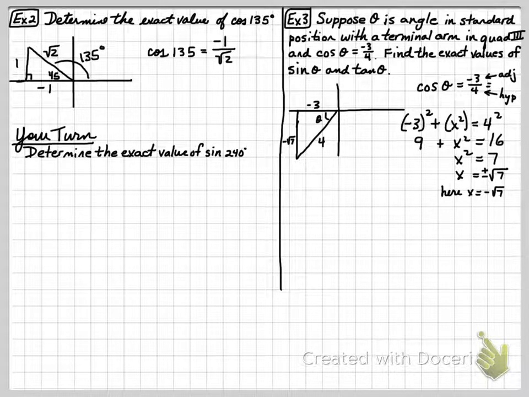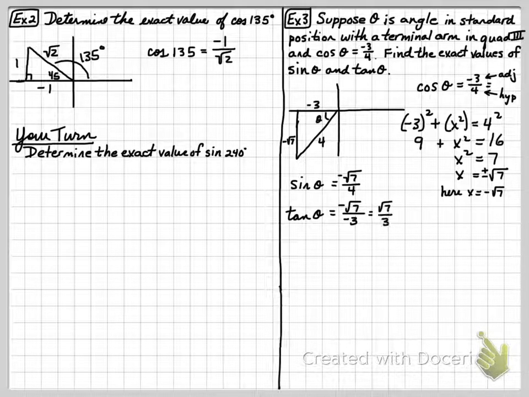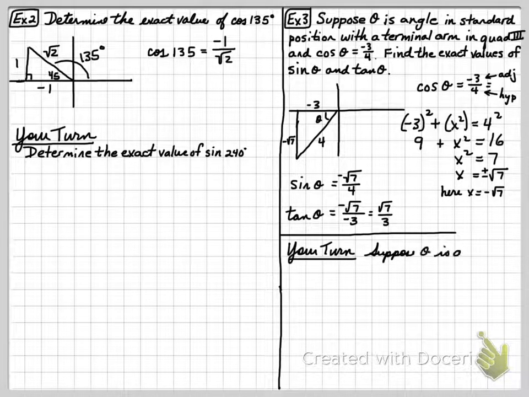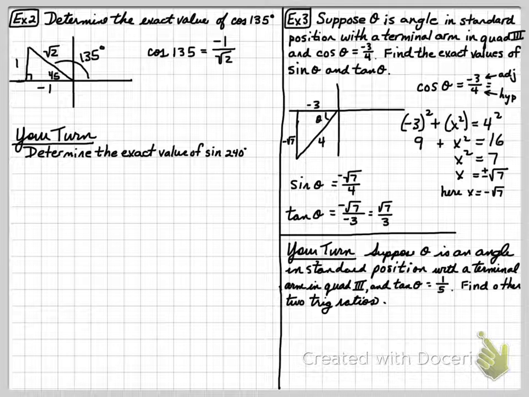Now I can give the exact values of the sine of our angle and the tangent of our angle. The sine of our angle is going to be opposite, which is negative root 7, over hypotenuse, which is 4, and the tangent of our angle is going to be negative root 7 over negative 3, which of course the negatives will cancel out to become root 7 over 3. And your turn. You can finish those two off on your own.